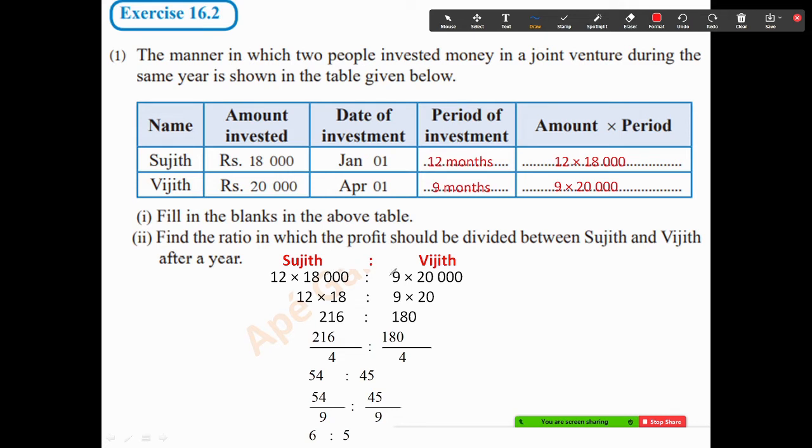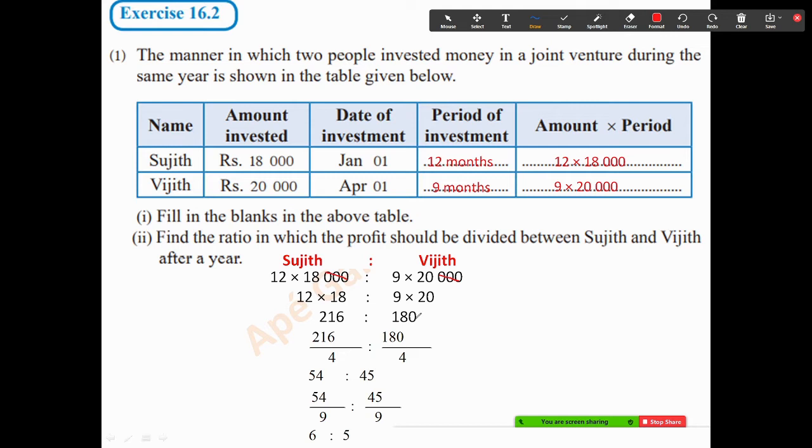Here from both parts you can cut these common zeros. You can take a maximum of 3 zeros from each side. Then 12 and 18 are there, 12 into 18, and here 9 and 20 are there, so 9 into 20. When you multiply 12 by 18, you get 216. When you multiply 9 by 20, that is 180. So 216 to 180.